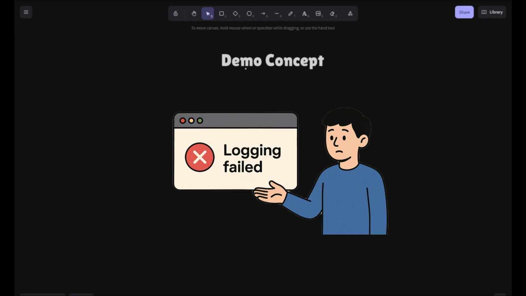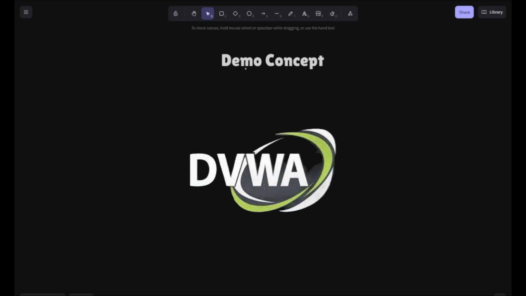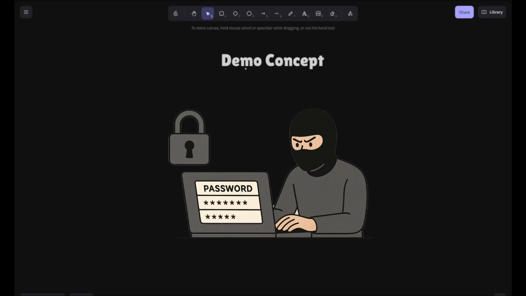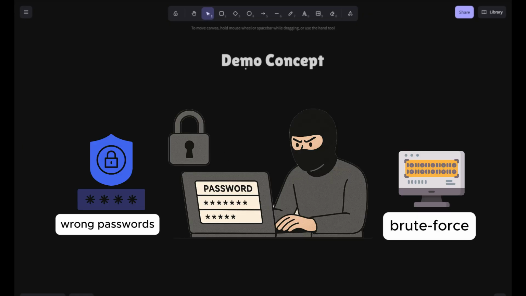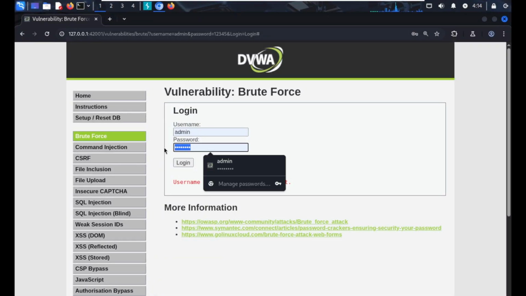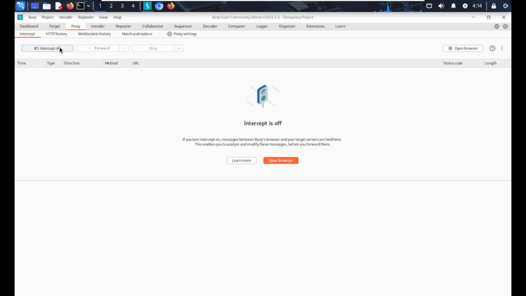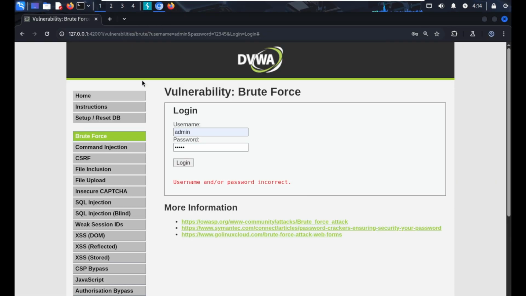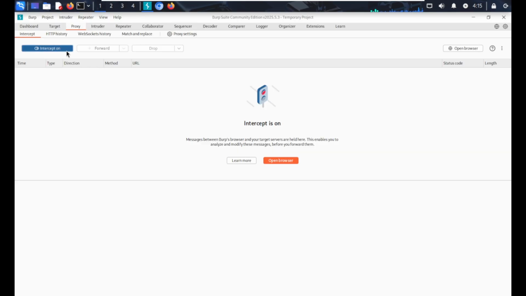Demo concept. Let's walk through a simple demo to illustrate logging failure. We'll use DVWA, the Damn Vulnerable Web App. Imagine an attacker trying multiple wrong passwords to brute force a user's account. In a properly monitored system, these failed logins would be logged and trigger an alert after several attempts. In DVWA, by default, no such logging occurs. We run Hydra or Burp Intruder to brute force the login. There are 0 alerts, no security team notifications.